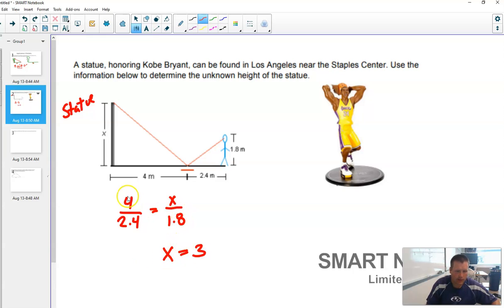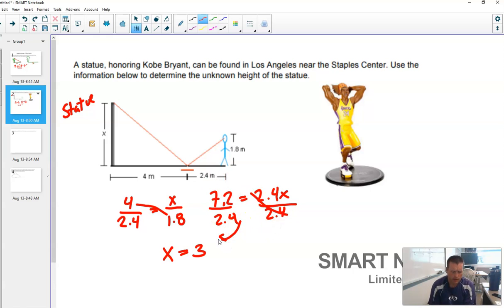Again, I went 1.8 times 4, and then divided it by 2.4. So I just cross multiplied that over. It gave me 7.2. And then technically this is 2.4x. And so I divide by 2.4 when I go to solve this. Just to show you how to do that. And that's where I get the 3 from. So we figure that Kobe's statue is 3 meters tall. Okay.